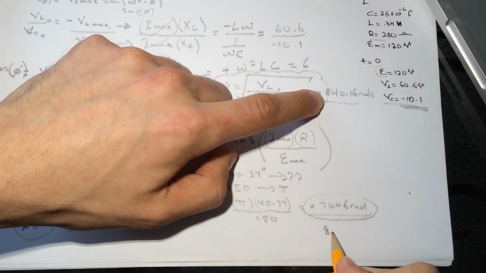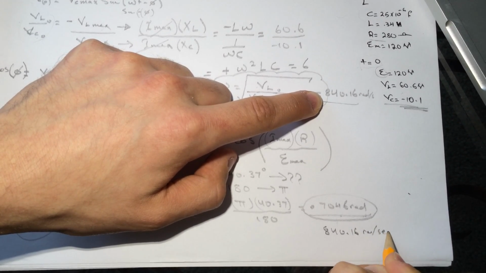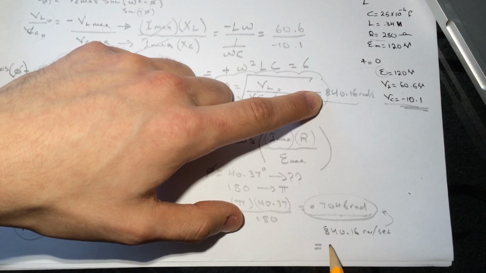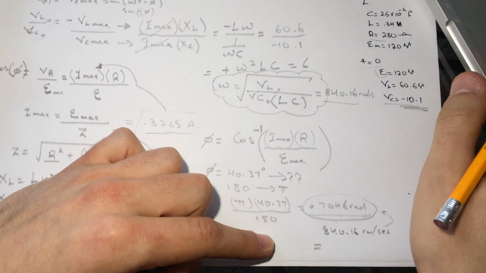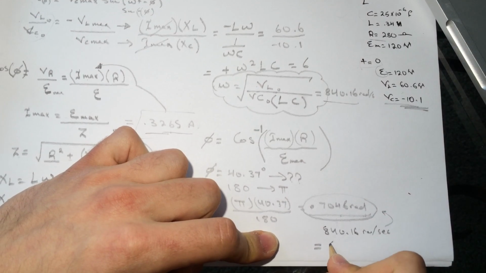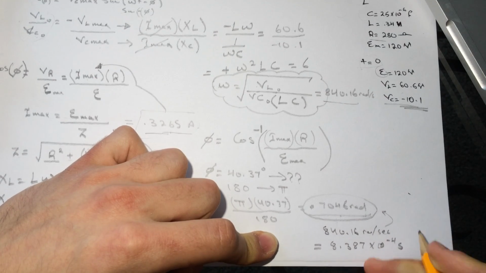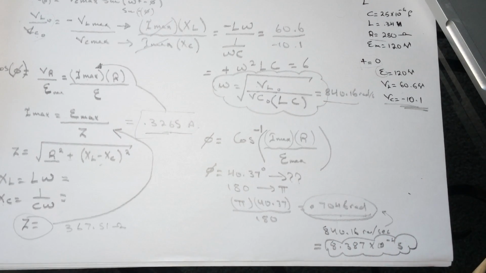The omega is 840.16 radian per second. Now the second will go up then. So the time that I got, looking at my computer, was 8.387 times 10 to the negative 4 seconds. Yeah, it was a tough problem, but I hope it helped, and good luck.